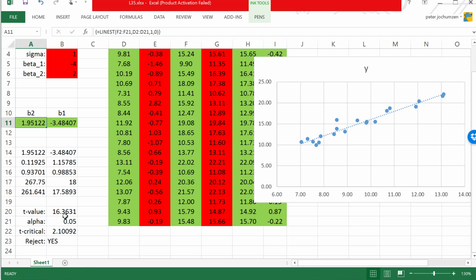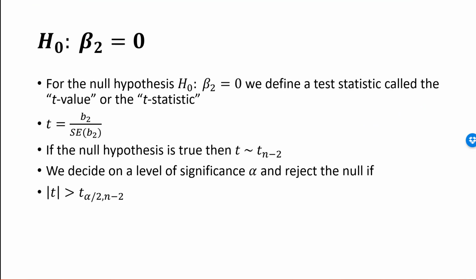So to re-emphasize, this value is not drawn from the t-distribution. It's only drawn from a t-distribution under the null, that is when the null is true. So don't worry too much if you don't understand all the technical details behind this test. Just make sure that you are able to perform the test because it's something that we do a lot in econometrics.